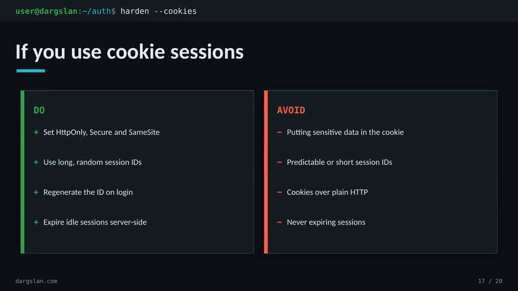So, if you're going the cookie session route, here's your hardening checklist. On the do side, set HTTP only, secure, and same site on every session cookie. Generate IDs that are long and truly random. Rotate the ID the moment someone logs in to shut down fixation attacks, and expire idle sessions on the server, not just in the browser. And the things to avoid: don't stuff personal data into the cookie itself. Don't ship short or guessable IDs. Never send cookies over plain HTTP. And please, don't let sessions live forever.